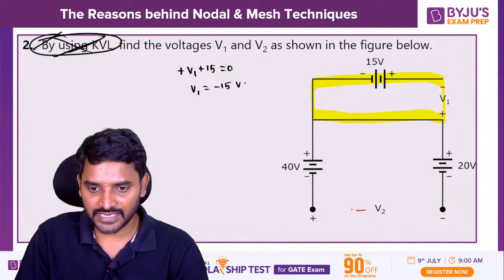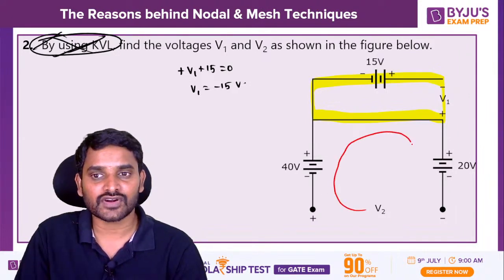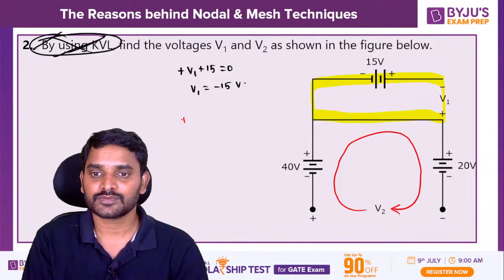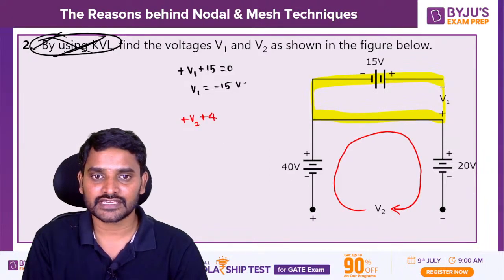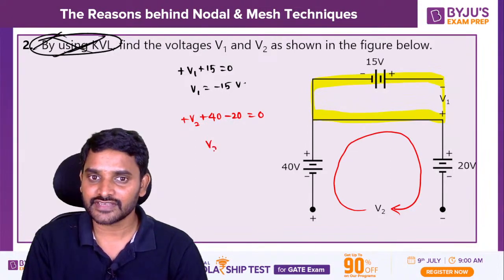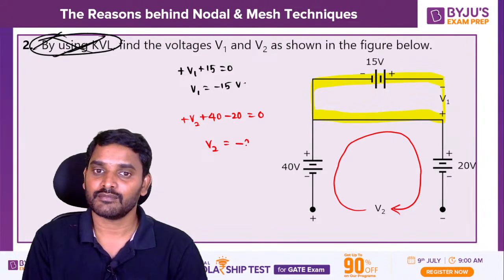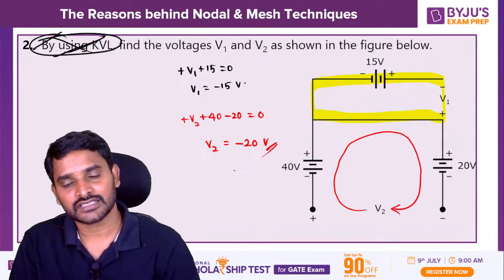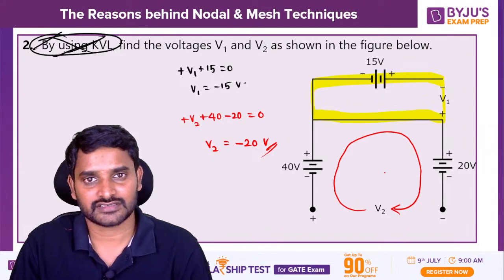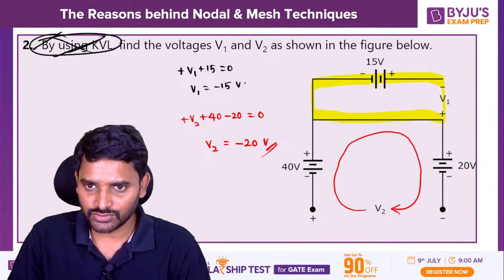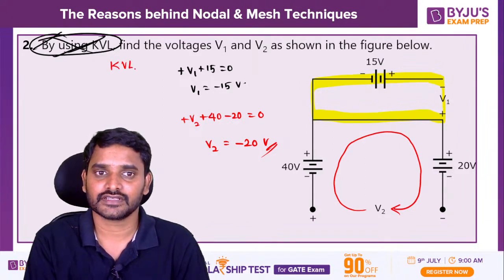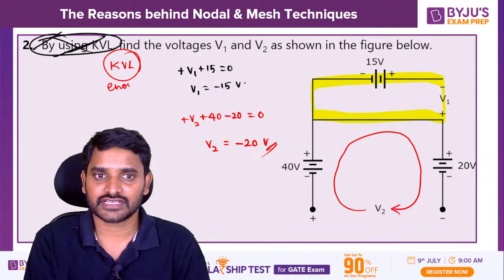If you take up KVL, plus V2 plus 40 minus 20 is equal to 0. So I'll get V2 is equal to minus 20 volts. So these are the voltages in this given circuit. To solve this circuit, a simple KVL is enough.